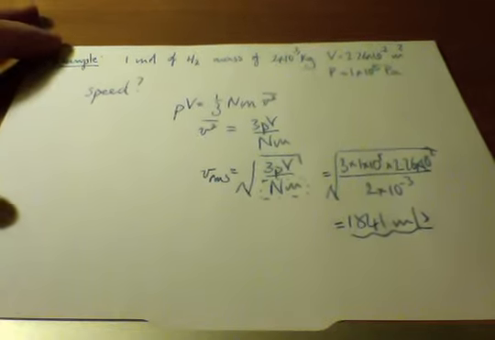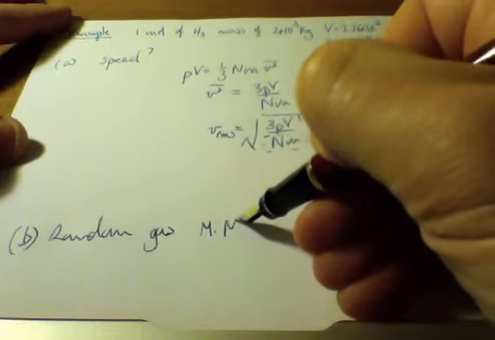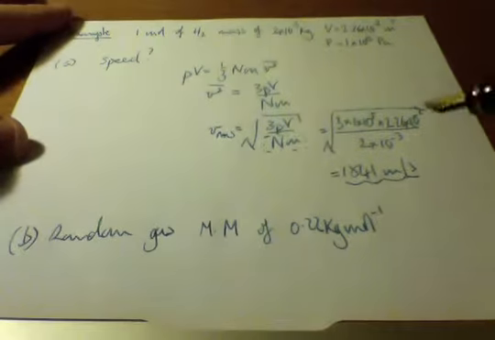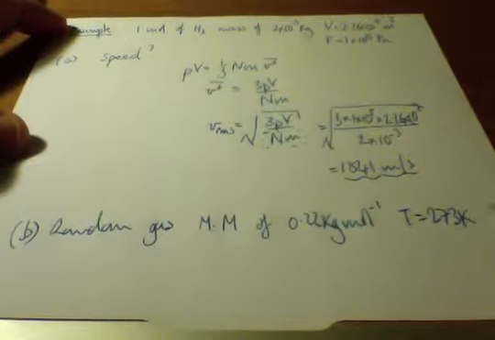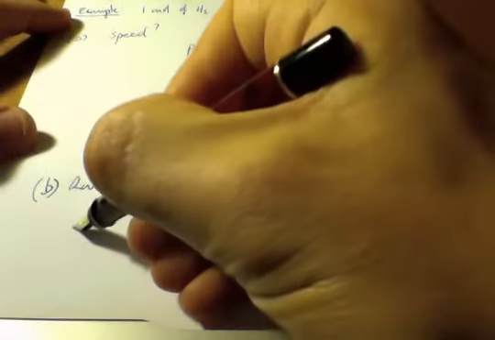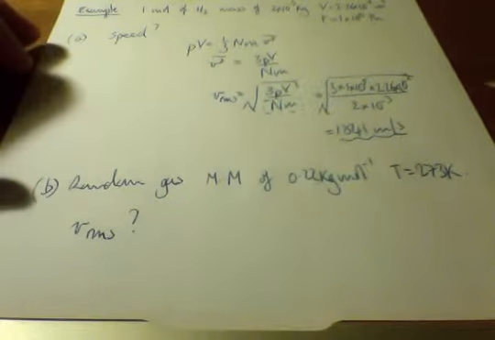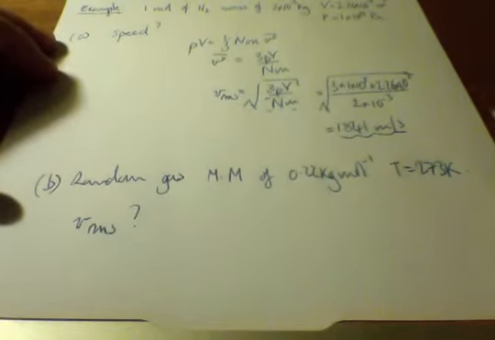Okay then, now, the second one was going to be, I'm going to take a random gas. So this was part A. Part B, I'm taking a random gas which has a molecular mass of 0.22 kilograms per mole. It's got a temperature of 273 Kelvin, and I want you to work out the V RMS. If you think you can do it, give it a go. Hit pause and try it. If not, then I'm going to run straight into the solution straight away.